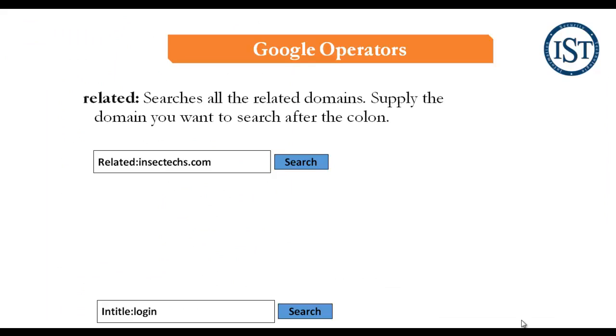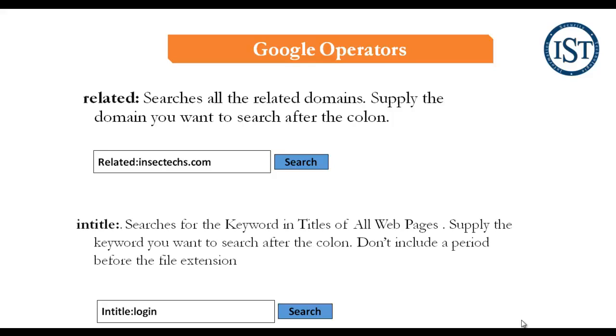The next one is related. This related keyword searches all the related domains to the domain we have entered. All we have to do is supply the domain to this keyword related, so that Google will automatically try to find all the related domains.